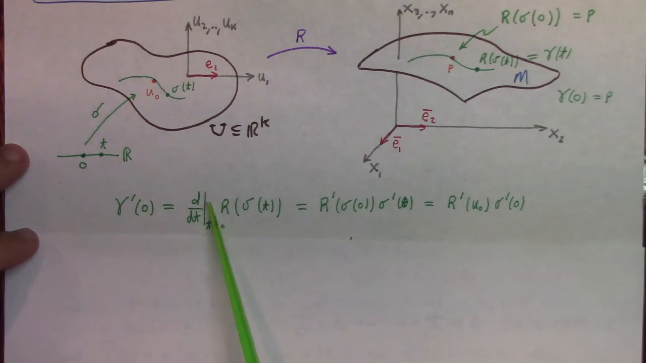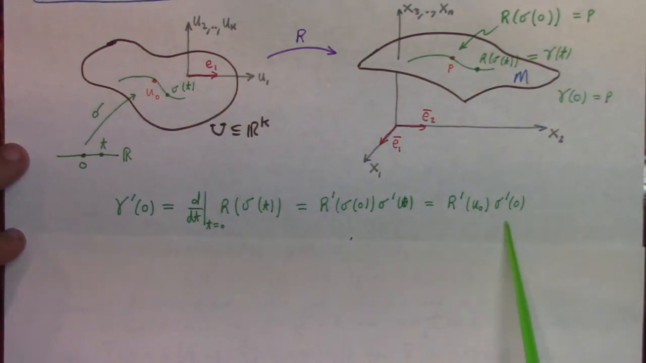Gamma prime of 0 will be d/dt of this composite, right? But by the chain rule, that's that, which is that. And then if you start thinking about it, if I just choose the right sigmas, then this is like vector times matrix. If I make this e1, it picks off the first column. If I make this e2, it picks off the second column. If I make this e3, it picks off the third column, and so forth, right?